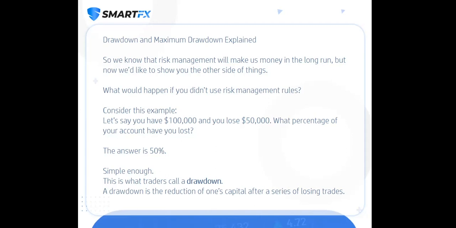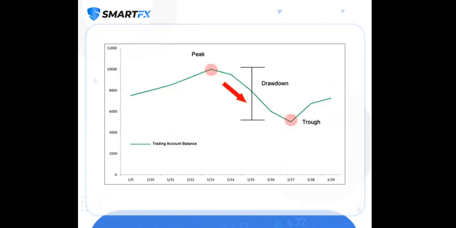Now, how are we going to manage it? With risk management, you can go for a long-term account. But what if you don't use risk management rules? Let's say you invested $100,000 and you lost $50,000. It means from $100,000, you lost 50% of your capital. Now this is called drawdown. What is drawdown? A drawdown is a reduction of one's capital after a series of losing trades.